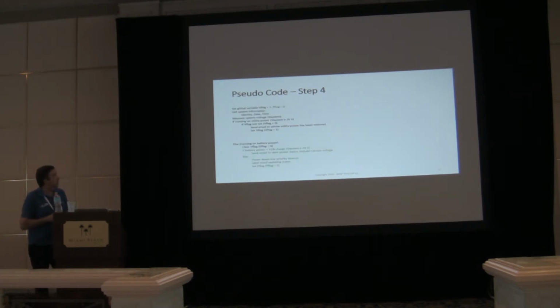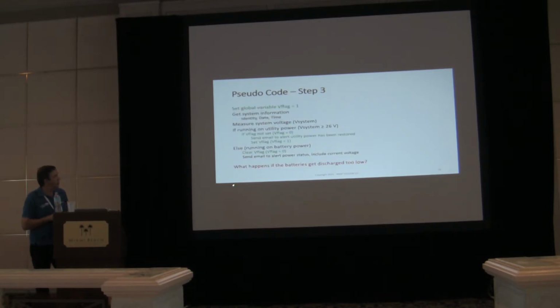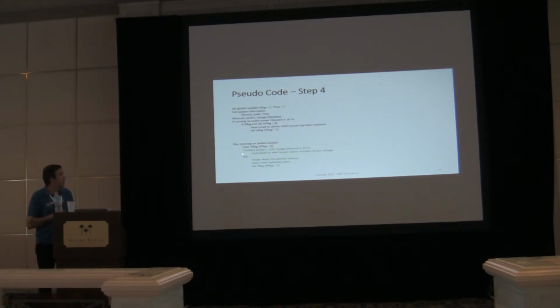The next bit is, what happens if the batteries get discharged too low? The outage is now carrying on for a long period of time, and you'd like to know that you're getting into trouble. So if the battery power is less than 25% of charge, which is equal to the voltage just starting to drop below 24 volts, you can send an email alert. So at this point, you know, I'm in trouble now. I need to take a generator there, or I need to do something about it.